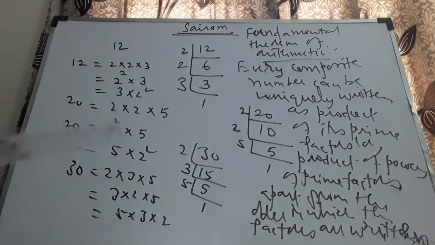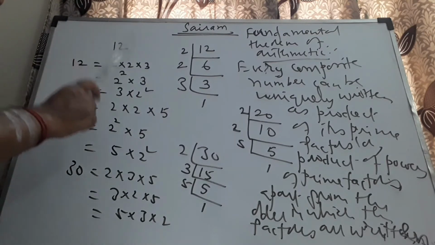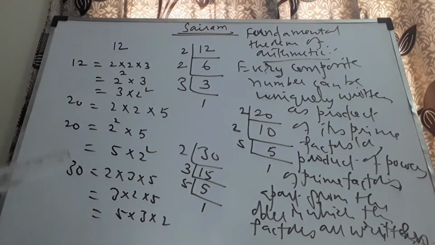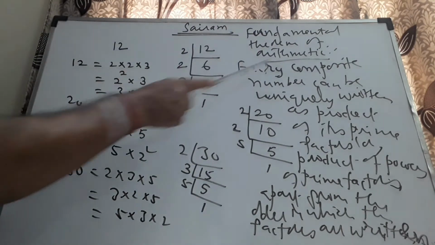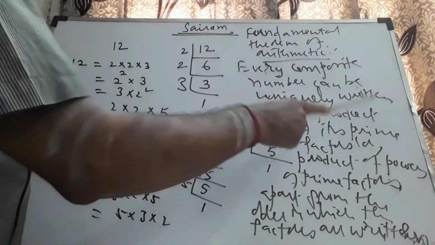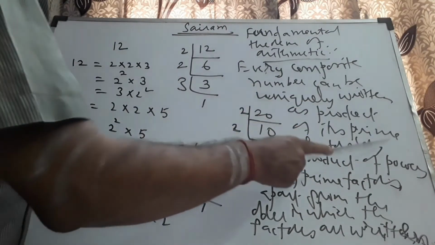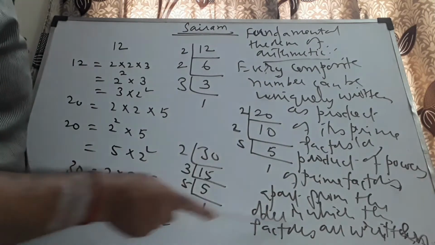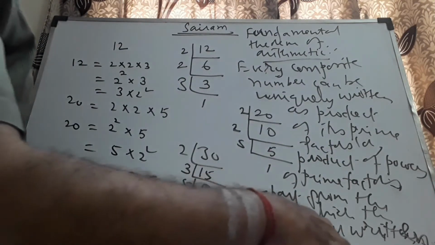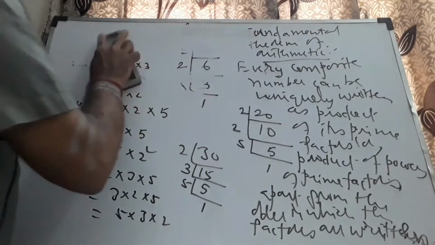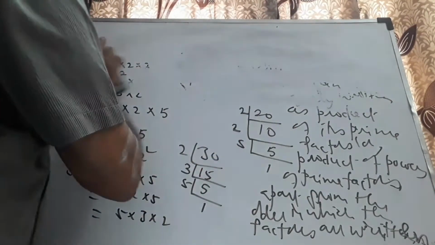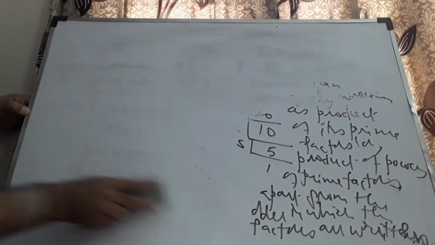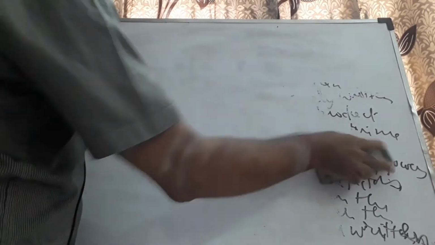Either way, the order doesn't matter. Therefore, we have 12, 20, 30, which I have chosen here, are composite numbers. Therefore, we have a generalization. Every composite number can be uniquely written as a product of its prime factors, or product of powers of prime factors, apart from the order in which the factors are written. This is known as the fundamental theorem of arithmetic, which we have verified with some examples, and which is being generalized here, which is the statement I have given you.